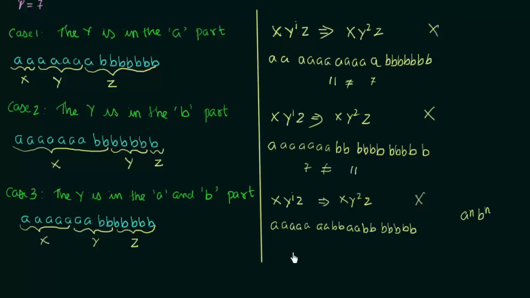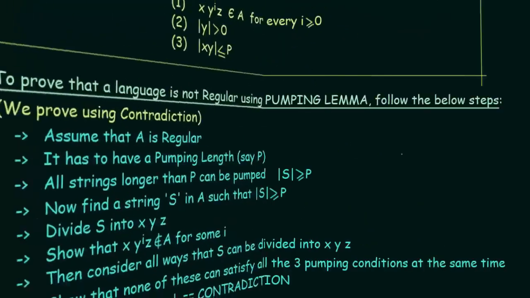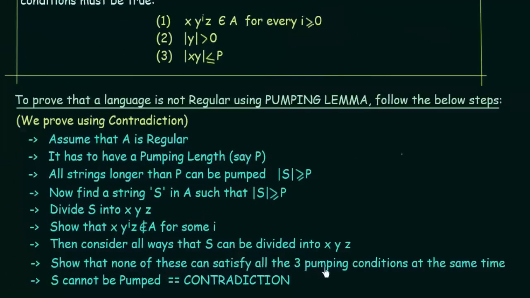So let us turn back to our rules once more. Show that none of these can satisfy all the 3 pumping conditions at the same time. So we saw that this condition cannot be satisfied. We have taken x, y raised to i, z, and we showed that it does not belong to A. It will be regular only when it belongs to A, so we have shown that it does not belong to A, hence it is not regular. We can also show that these other conditions are not satisfied.